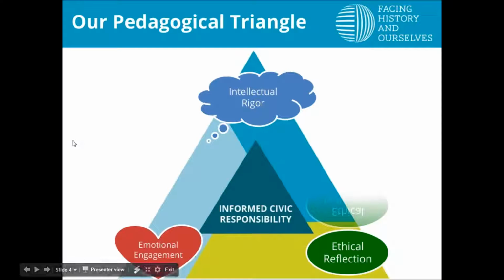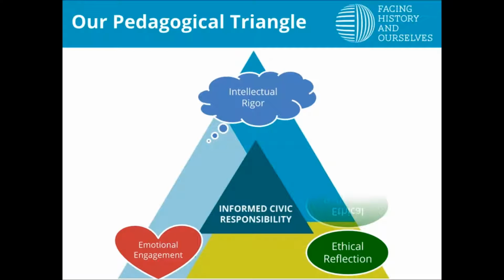The other way we frame our pedagogy is through this triangle. If you look at the center, we have the words informed civic responsibility. That's really our end goal, that we want our students to think about how they participate, when they might participate, and to do it in an informed and responsible way. To get there, what we've found through our research is that students need to be engaged in three different ways in their academic time.